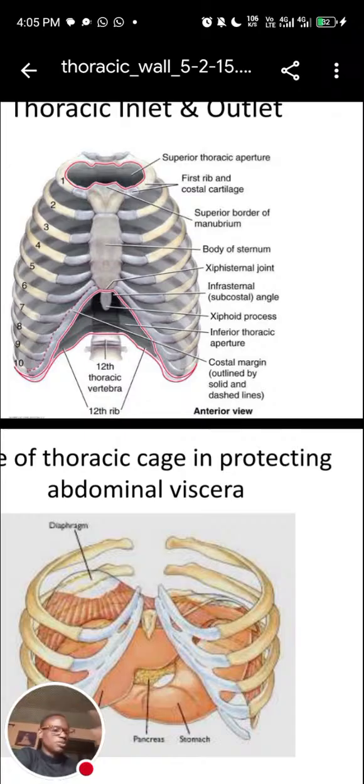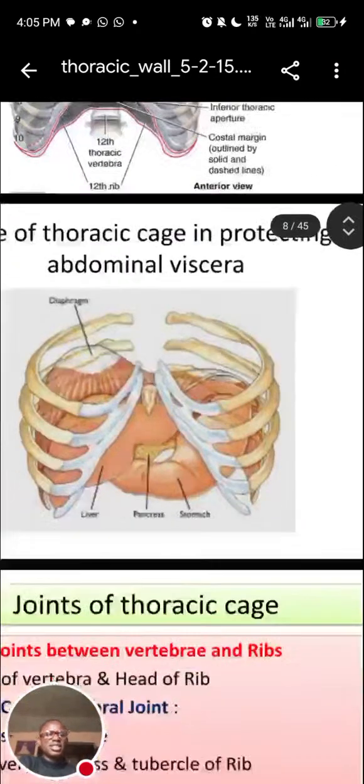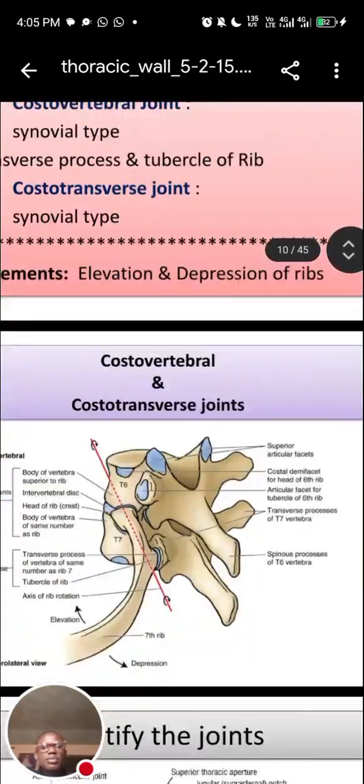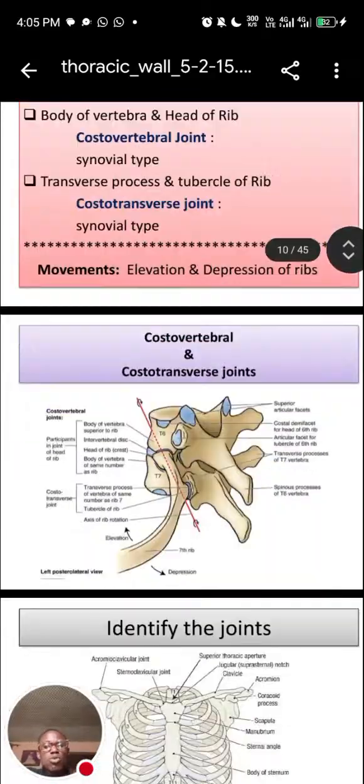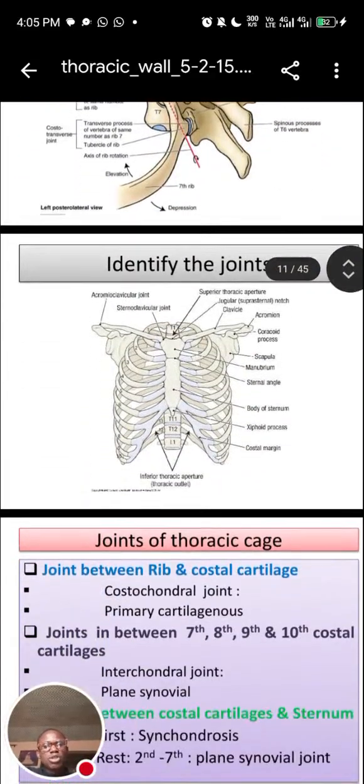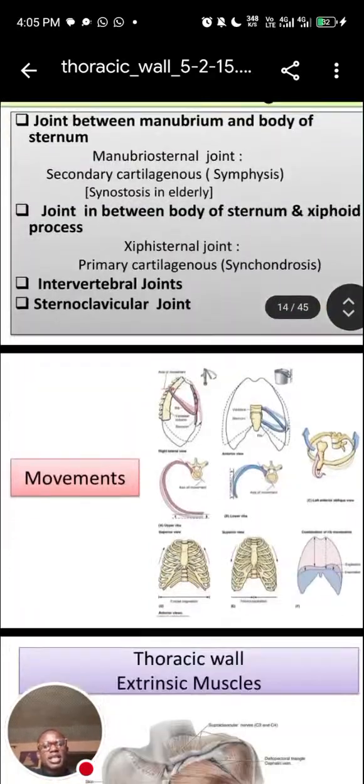All right, so let's move on. Now that we are here, what next do we do? We talk about the joints. Let's talk about the thoracic inlet quickly. We should have talked about the joints, but the joints are for later. So let's talk about the thoracic inlet.